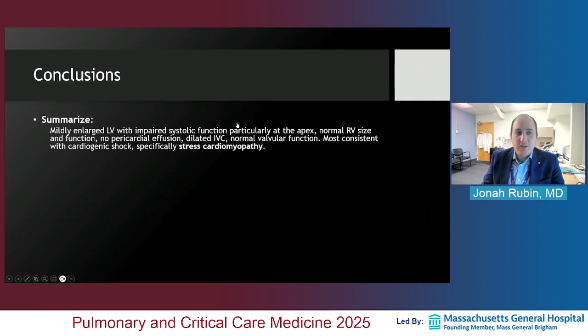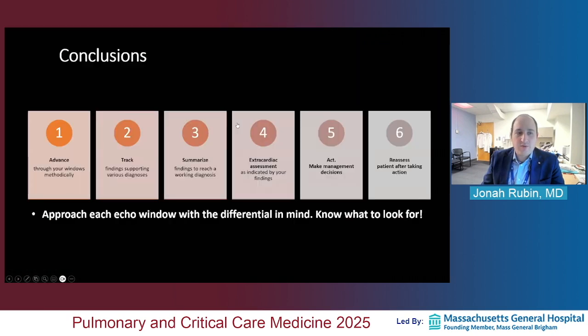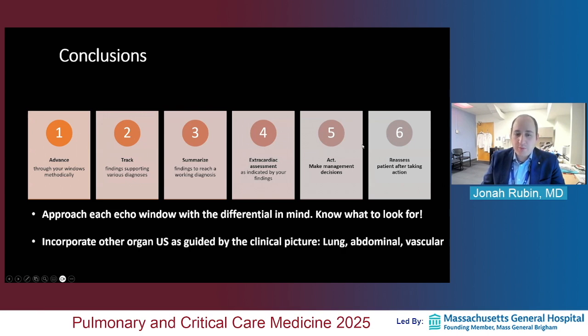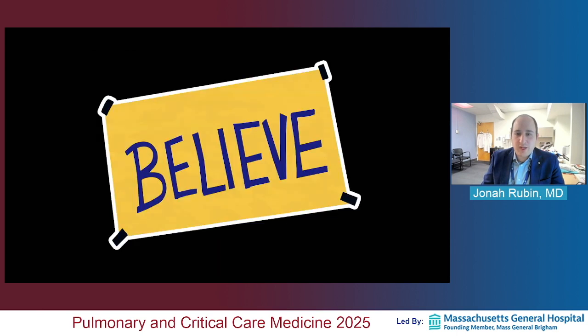So in conclusion, remember to look through your windows methodically, track your findings, know what you can see in each view, know what you're not finding in each view, summarize to find a diagnosis. Don't forget the extra cardiac assessment, make decisions and follow them. Incorporate the other organ findings, know your limitations, and believe. And really the most important thing more than believing is reps. Just practice and repeat. Thank you very much.